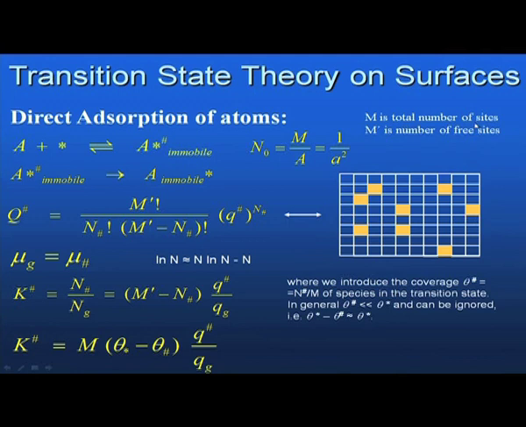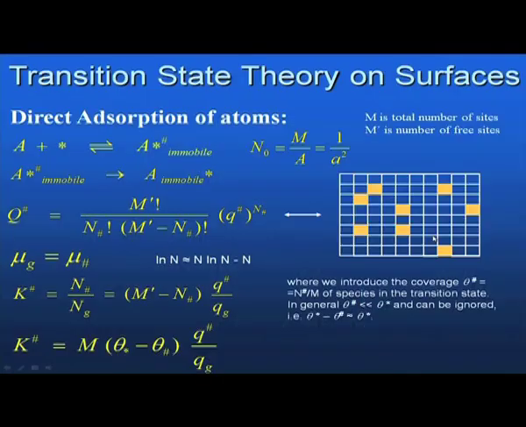So, m is the total number of sites available, m primed is the number of free sites. You see these yellow ones are occupied. Out of 1 2 3 4 5 6 7 8 9 10, and here 1 2 3 4 5 6 7 8, that means out of 80, 8 are shown to be occupied. So, 10% is occupied, and the remaining 90% is free for other molecules, I mean other atoms, to get adsorbed onto the surface.